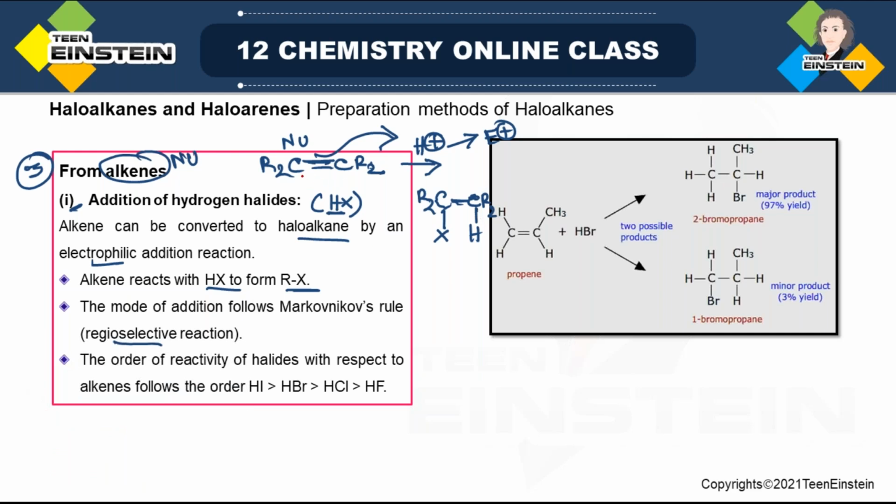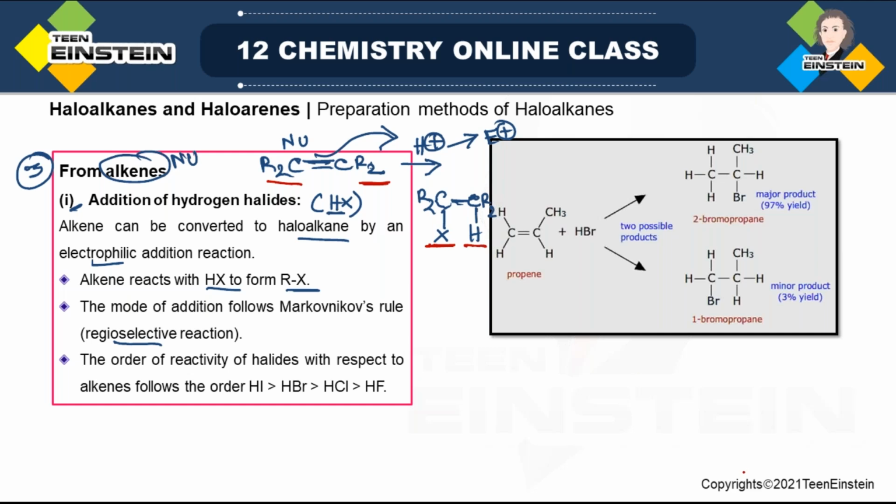This is basically symmetrical, right? Both sides have the same group. So when you add HX, you don't have to think about which side you will add X and which side you will add H, because it is symmetrical. It doesn't matter. But that may not always be the case.